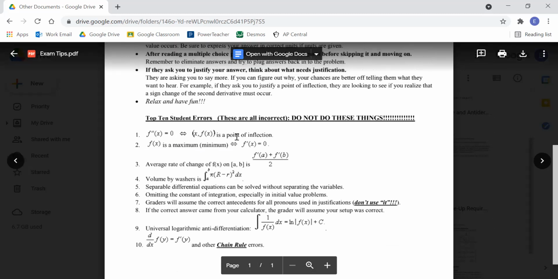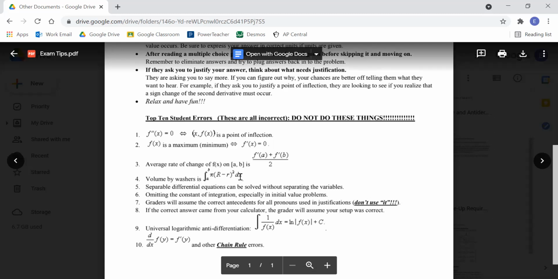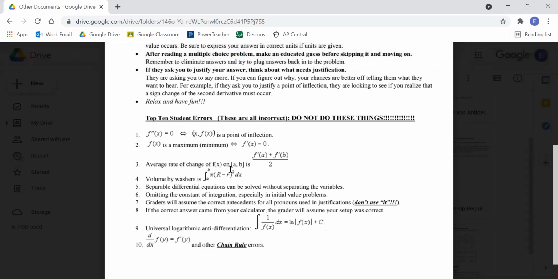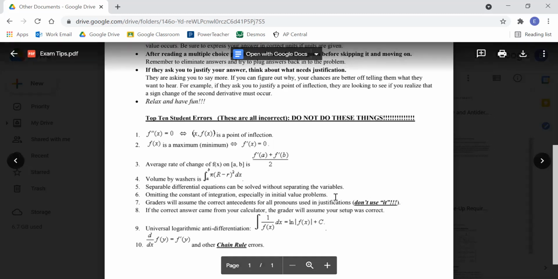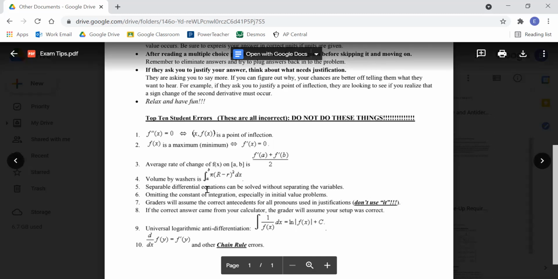All of these things are like errors of things not to do. I've talked about a lot of these already today. Well, okay, maybe not a lot of them, but I talked about this volume by washers one, so don't make that screw up. I don't think you guys are making any regular anti-differentiation errors. I just give this to the AB kids mostly. Don't forget your plus C.